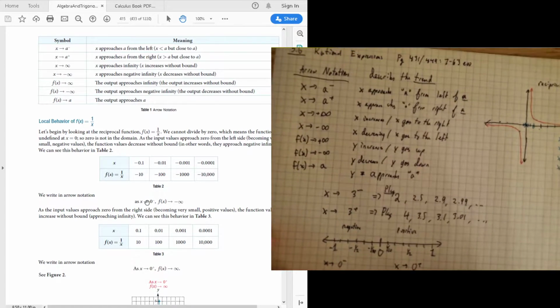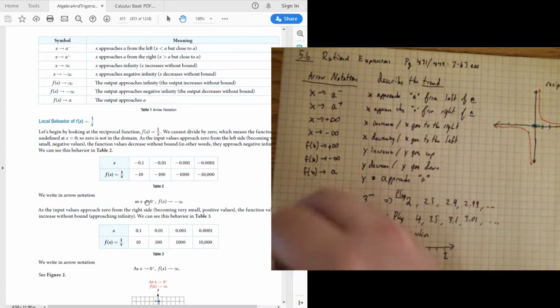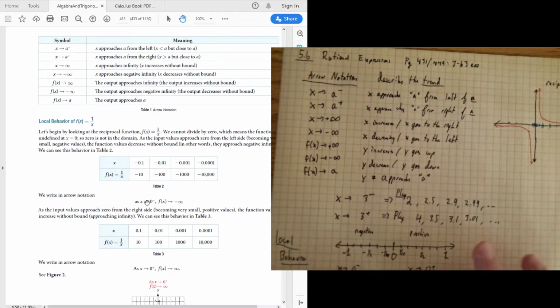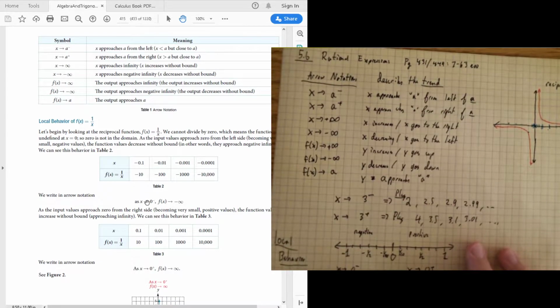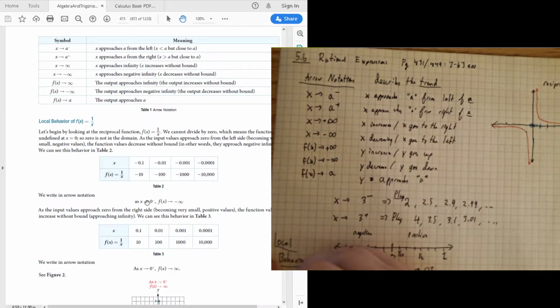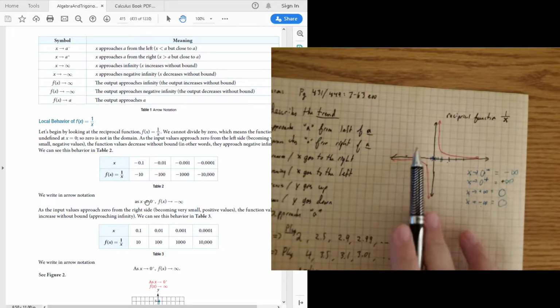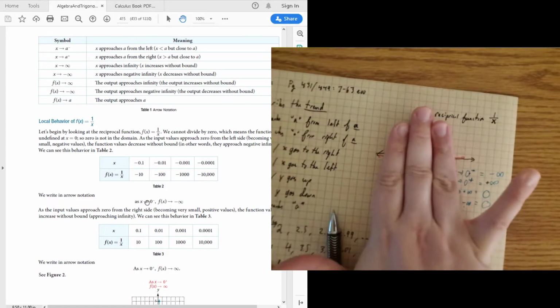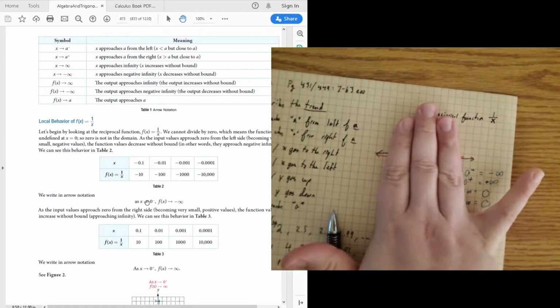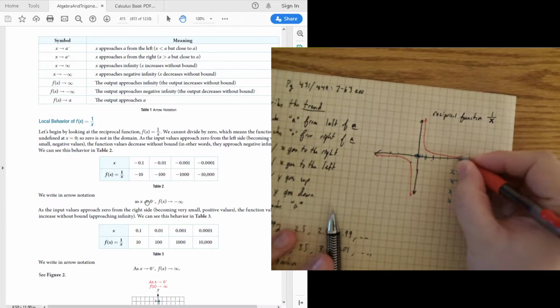This has a definition. It is called local behavior. Local behavior is defined as what's happening towards the middle of the graph. Think about this example. If we consider the end behavior, remember, end behavior is the outside stuff, what's happening as we go far to the right and far to the left.